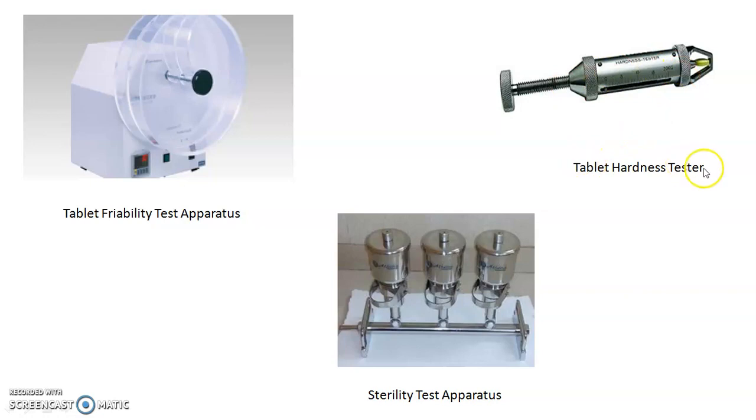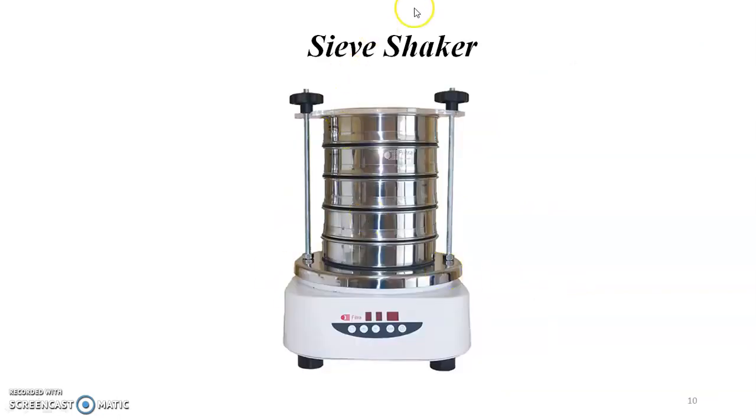This is the tablet hardness tester. These tablet hardness testers are used to analyze the hardness of the tablet. There are a total of 2 types of tablet hardness tester. One is Monsanto and the second one is Pfizer. This is the sterility test apparatus. Then next one, this is a sieve shaker.